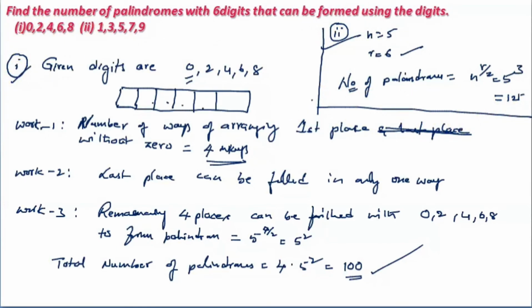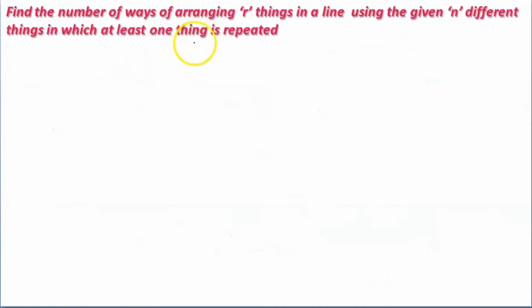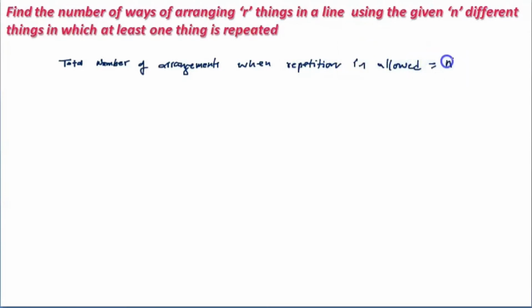Next problem. The number of ways of arranging r things in a line using the given n digits in which at least one thing is repeated. So the total number of arrangements when repetition is allowed is equal to n power r.